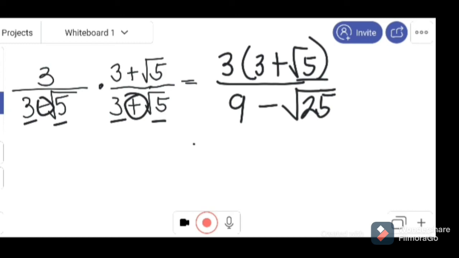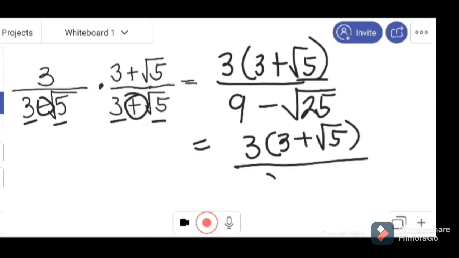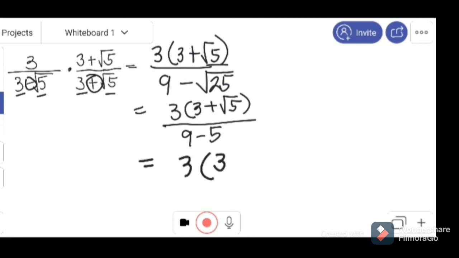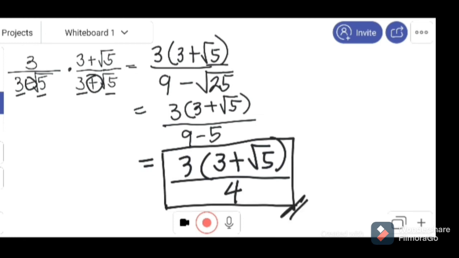Then again, we simplify this. Copy the numerator and simplify the denominator. 9 minus the square root of 25 is 5. And finally, this will be 3 times 3 plus the square root of 5 over 9 minus 5 is 4. This is now the simplified radical of our given.